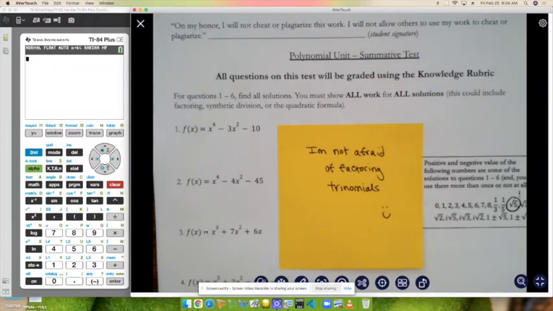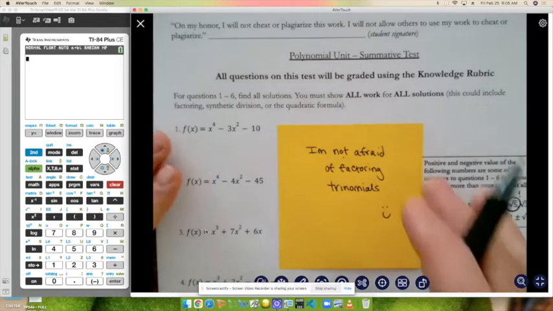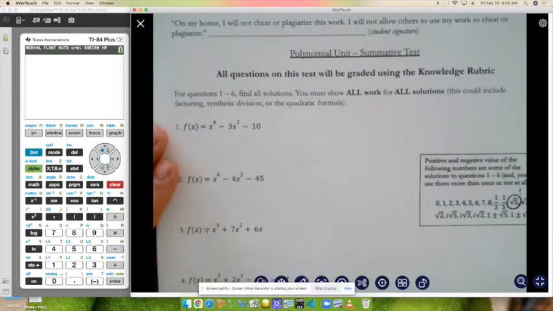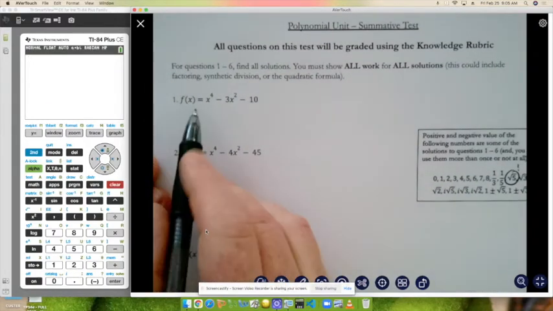Hey guys, this is the polynomial test walkthrough. This is the version for people that are not afraid of factoring trinomials. I have another video if you want to see how to do all this without factoring. Factoring is your friend though. It makes it an easier test.